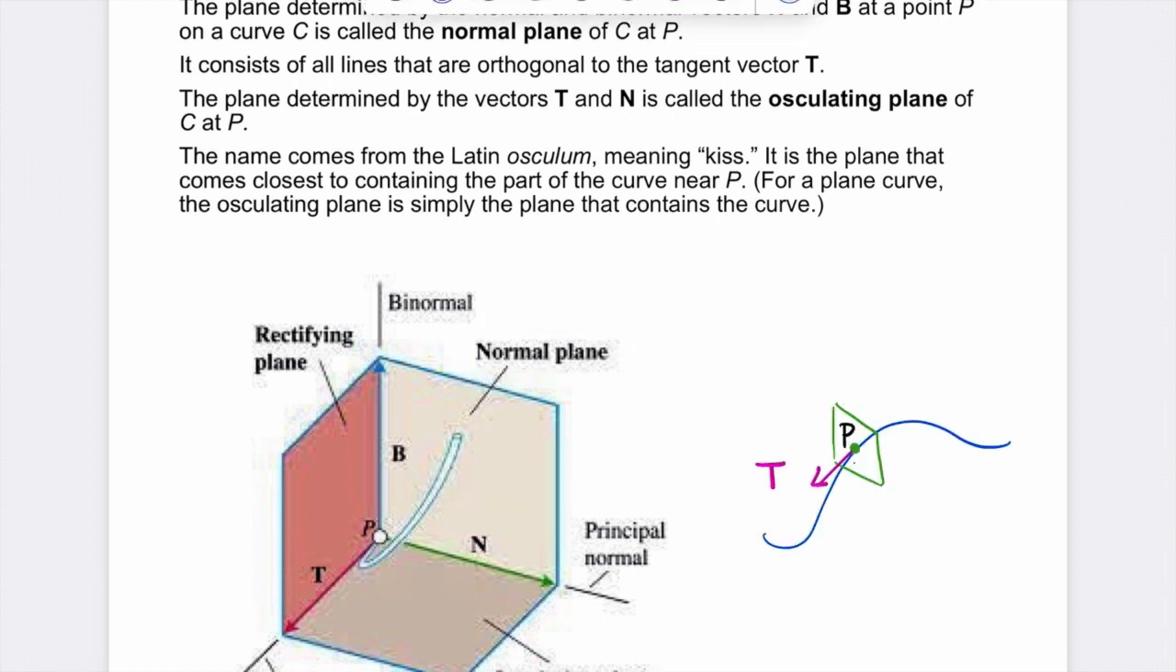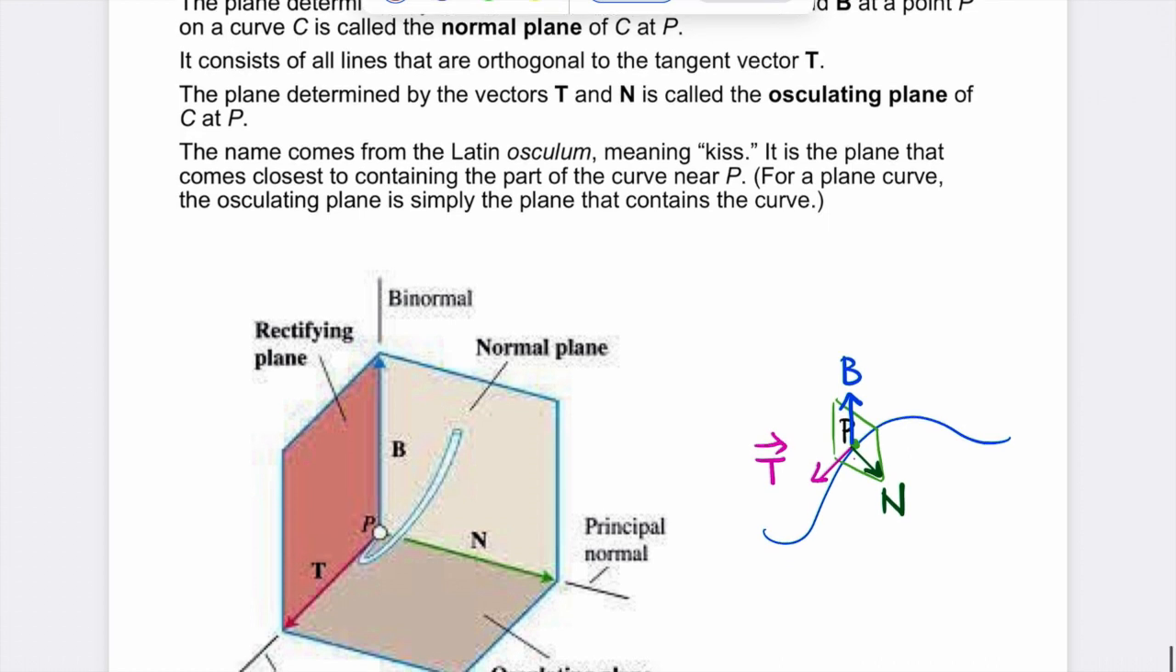We have this unit tangent vector, and we have this normal vector, and we have this binormal vector. You see that the normal vector and this binormal vector are orthogonal to this unit tangent vector. So it's going to be on this plane that has this tangent vector as a normal vector. So this plane over here is called the normal plane of the curve at this point P. Every line on this plane is going to be orthogonal to this T here.